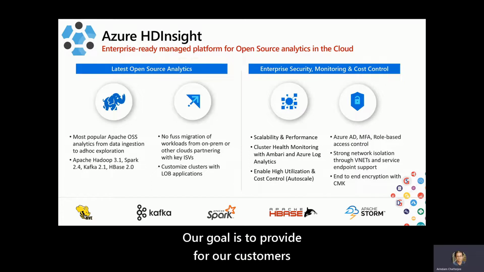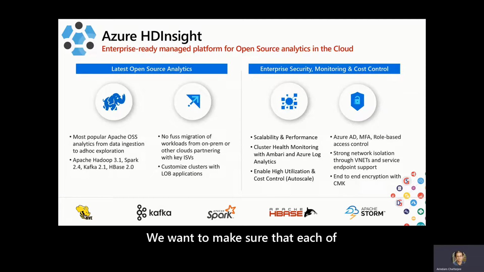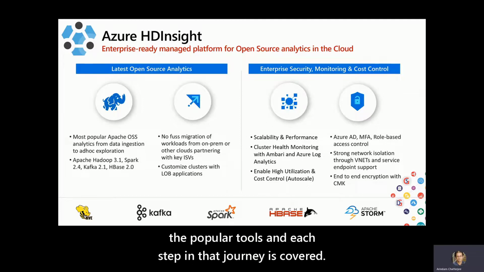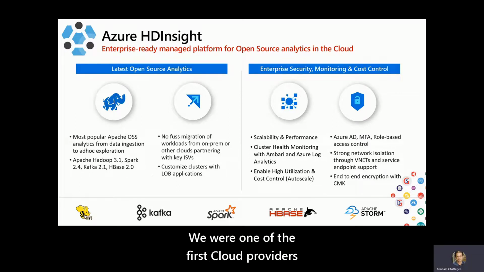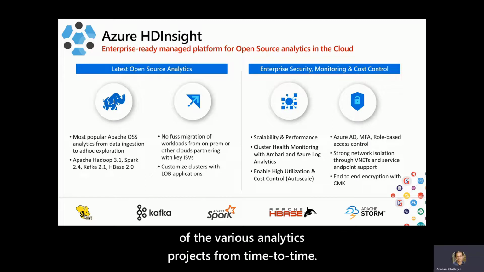Our goal is to provide for our customers the most popular Apache-based analytics projects, starting from data ingestion all the way to ad hoc exploration. We want to make sure that each of the popular tools at each step in that journey is covered. So we were one of the first cloud providers to offer Apache Hadoop 3.1, and at this point, we support Spark 2.4, Kafka 2.1, HBase 2.0, and so on. And as our customers demand, we do keep updating the versions of these various analytics projects from time to time.